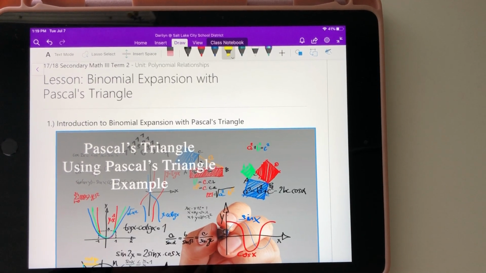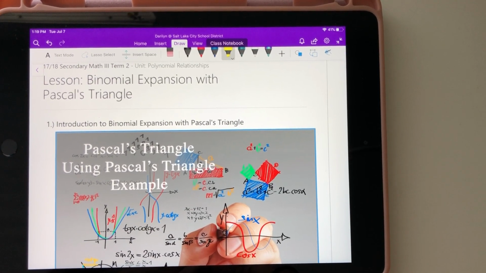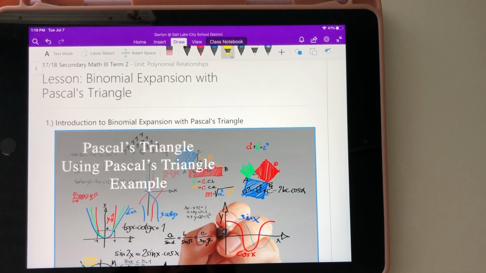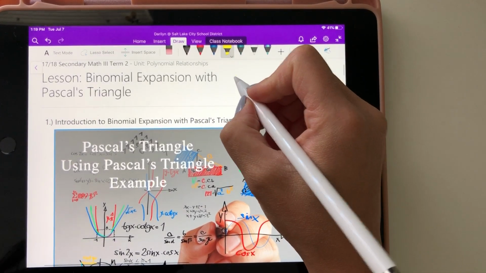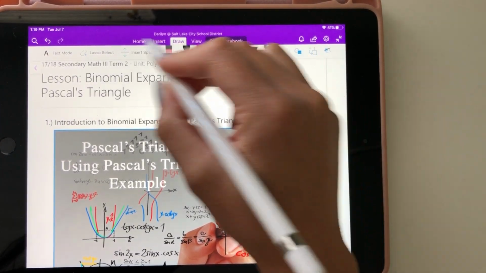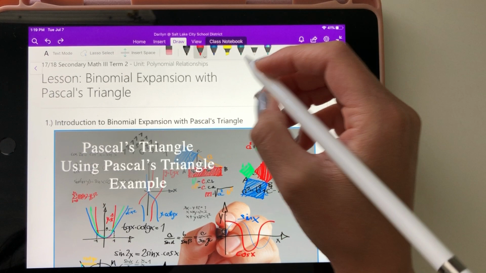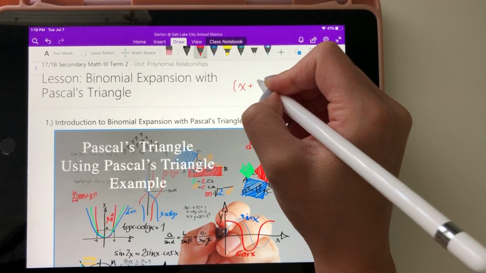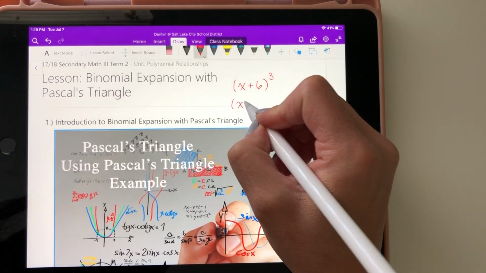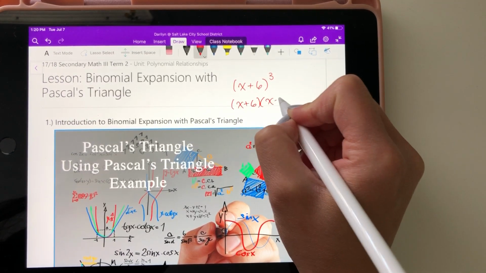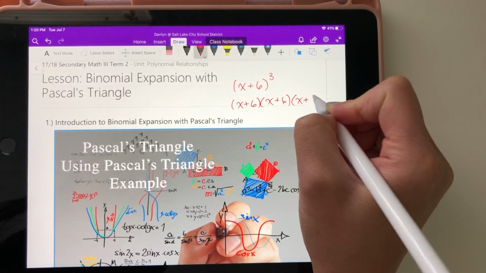All right, last lesson of Math 3 Term 2 Unit 1, binomial expansion with Pascal's triangle. Normally we're expanding a binomial, which is something that has two terms in it. So for example, if I had (x + 6) to the third power, I would have to do (x + 6) times (x + 6) times (x + 6).